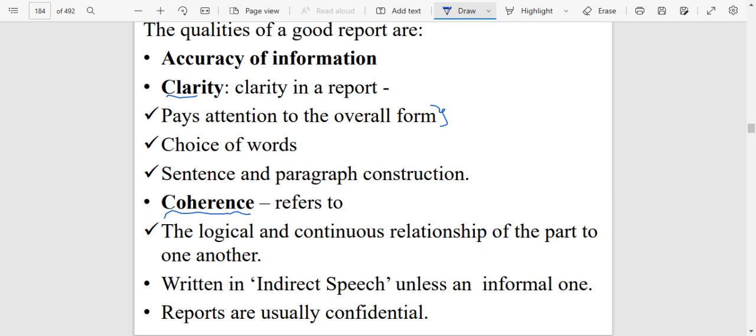One thing that is also very important is coherence in writing. In any kind of writing, there should be coherence. Now, what does coherence mean? You need to pay attention to this, because I've seen a lot of questions on that. Coherence refers to the logical and continuous relationship of one part to another. So when you're writing paragraphs or sentences, they should agree, like you have that skill of connecting sentences or connecting paragraphs.